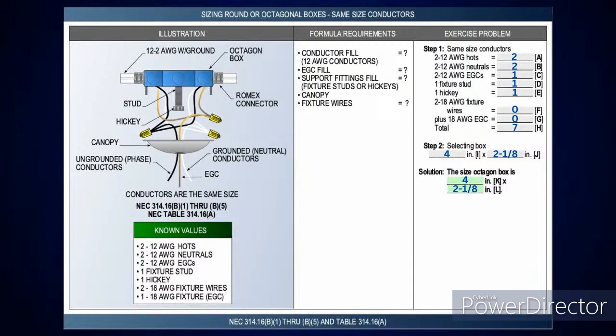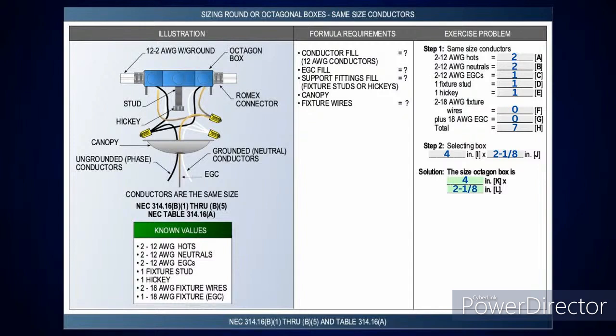So if I look over an exercise problem, we went over this last week, you'd be looking over at 314.16(B)(1) through (B)(5). If I have 2 number 12 hots, that's 2 conductors. 2 number 12 neutrals, 2 conductors. 2 number 12 equipment grounds didn't exceed 4, but I got to count at least 1, so that's 1 conductor. Then 1 conductor for the fixture stud and hickey, 1. And then, of course, I have a canopy, so I don't have to count any of the fixture wires. Add that up, that gives you 7.